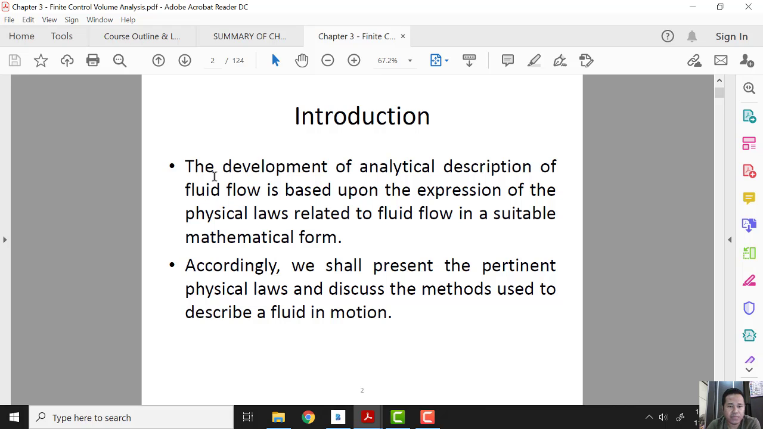The development of analytical description of fluid flow is based upon the expression of the physical law related to the fluid flow in suitable mathematical form. Accordingly, we shall represent the pertinent physical law and discuss the method used to describe a fluid in motion. The purpose of finite control volume analysis is to describe a fluid in motion.